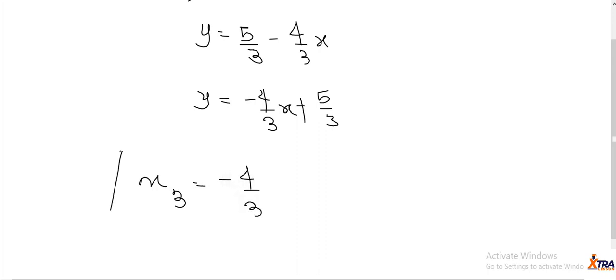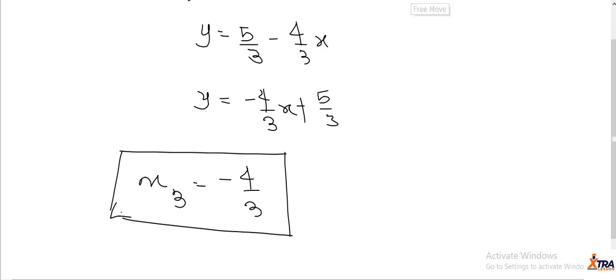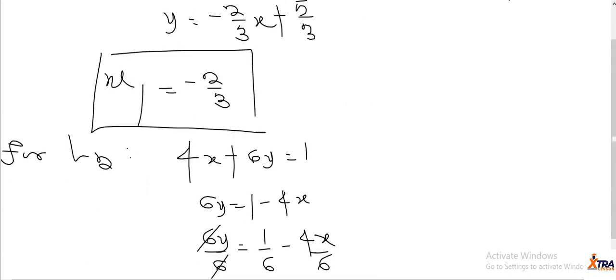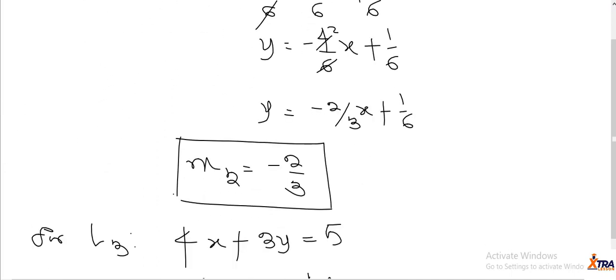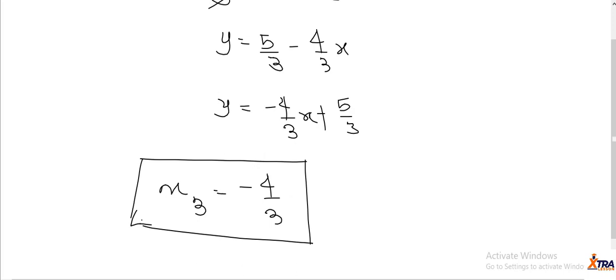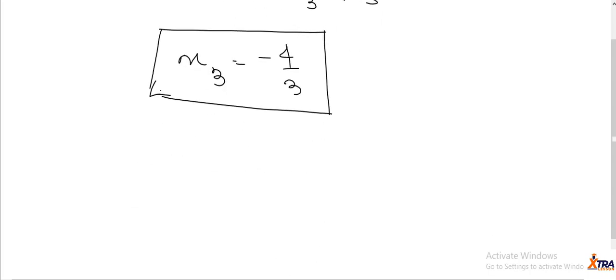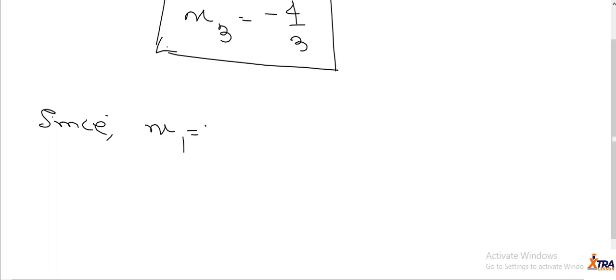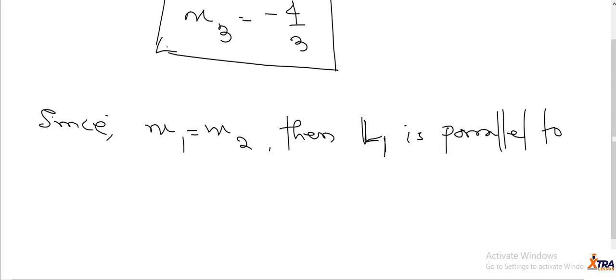minus 4 over 3. Now if you check the three gradients, you notice that M1 equals minus 2 over 3, which is also equal to M2. But M3 is not equal to M1, and likewise not equal to M2. So only lines L1 and L2 are parallel to each other. Since M1 equals M2, then L1 is parallel to L2.